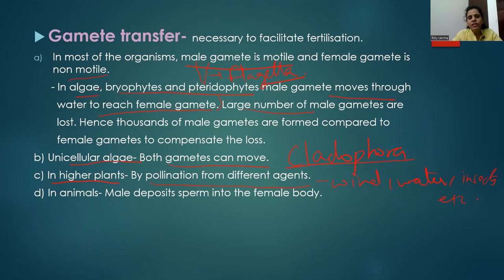In higher animals like human beings, and different mammals like cow and buffalo, the male organism deposits its sperms into the female's body during the process of sexual intercourse.